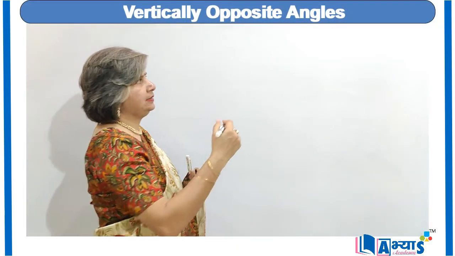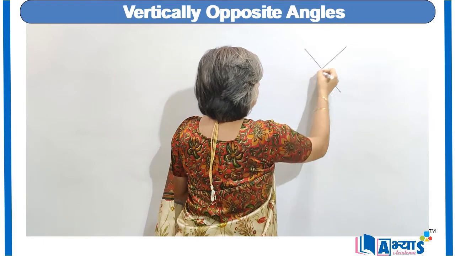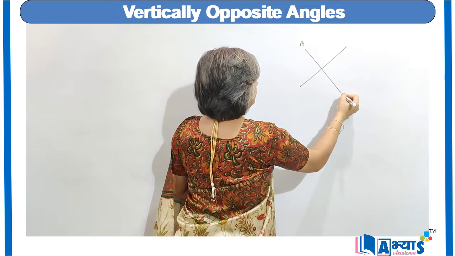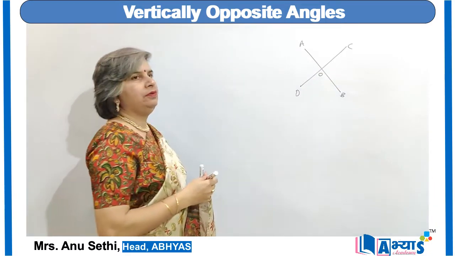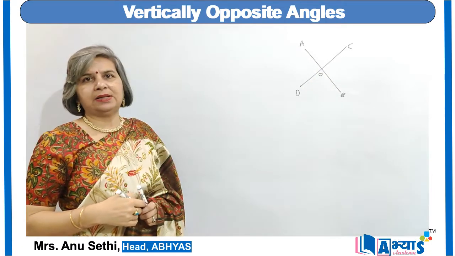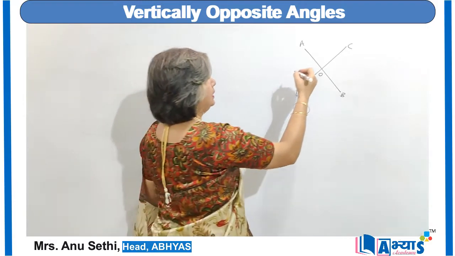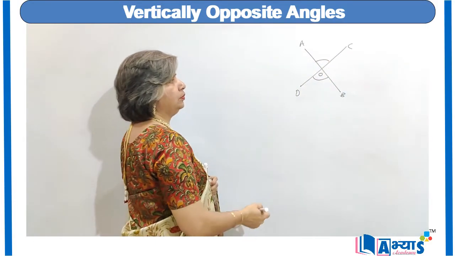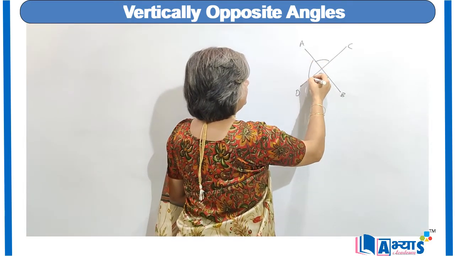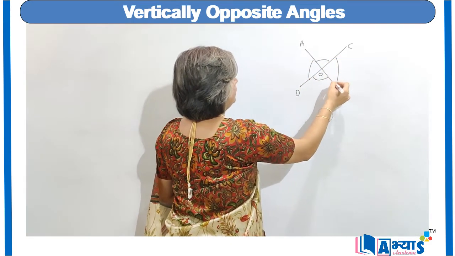Now I am going to discuss the concept of vertically opposite angles. Whenever two straight lines, suppose AB and CD are two straight lines, intersect each other at O, then vertically opposite angles are formed. That means angle AOC is vertically opposite to angle BOD and angle AOD is vertically opposite to angle BOC.